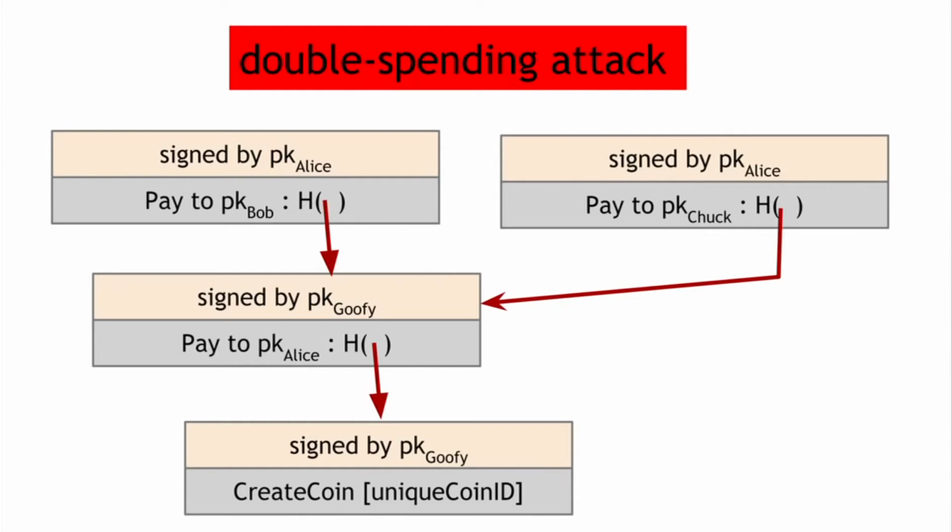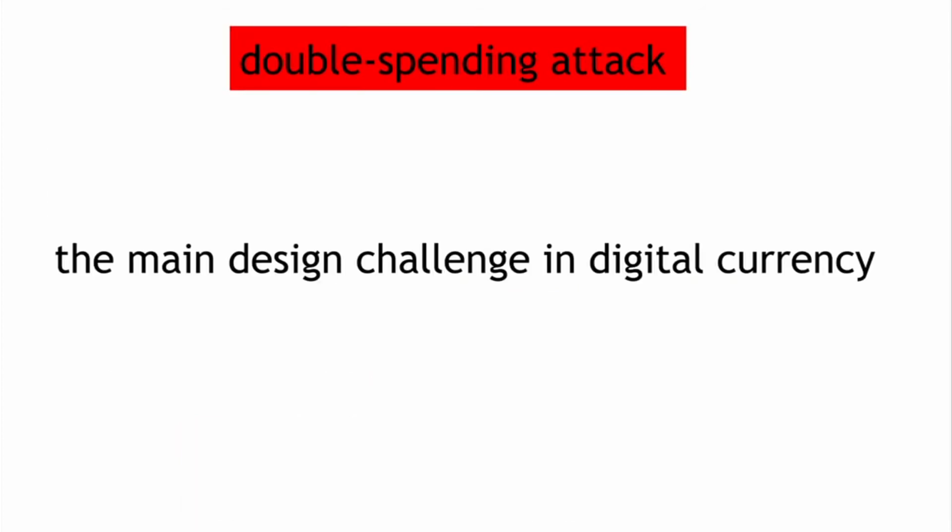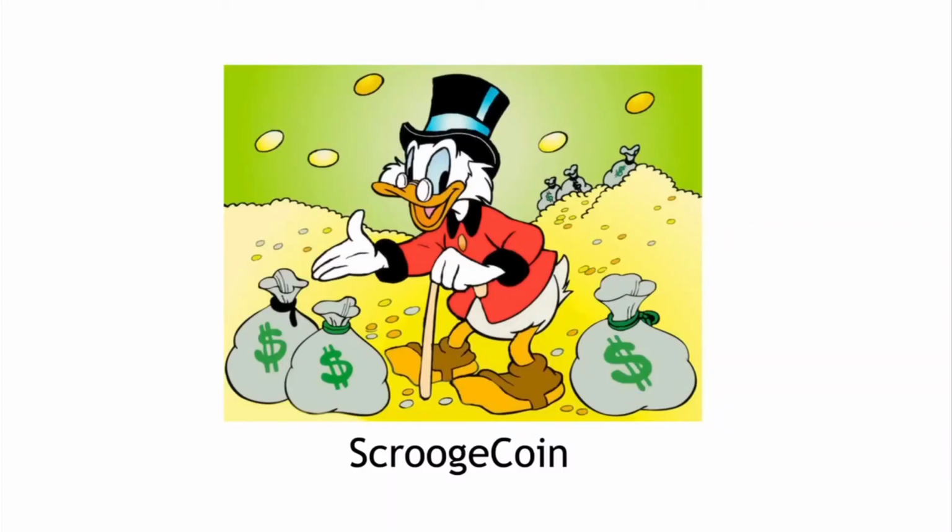So although Goofy Coin is simple and we understand its rules, it won't cut it as a cryptocurrency because it allows double spending. So in order to build a cryptocurrency that is going to be workable, we need to have some solution to the double spending problem. And indeed, the double spending problem is the main design challenge that we face in designing a cryptocurrency. So we need to somehow improve on Goofy Coin. And we'll do that by designing another coin, which I'll call Scrooge Coin. Scrooge Coin is going to be rather like Goofy Coin, except it will solve the double spending problem in a particular way.